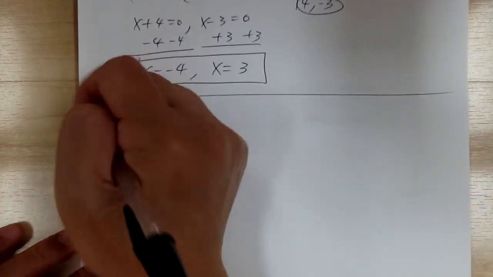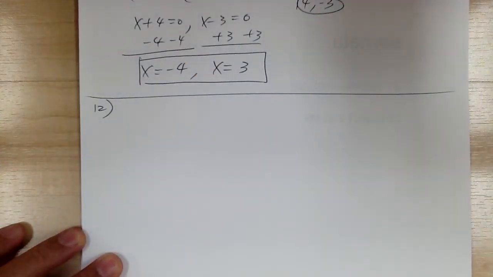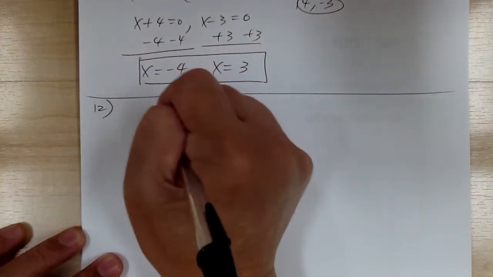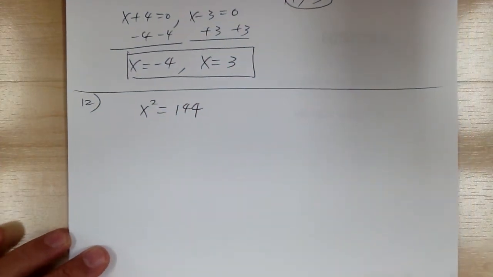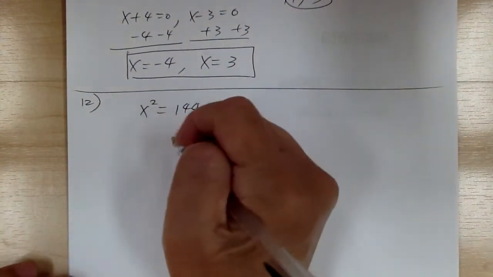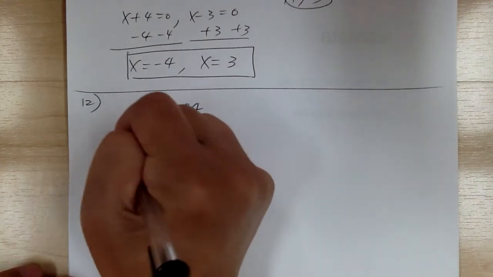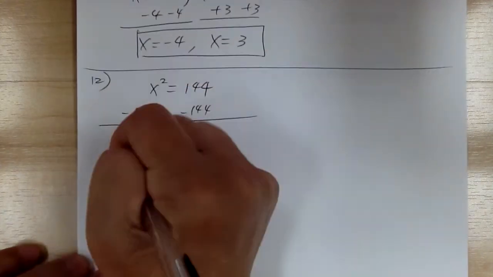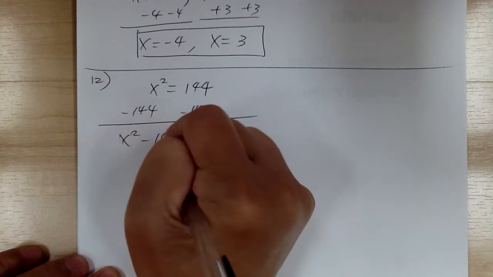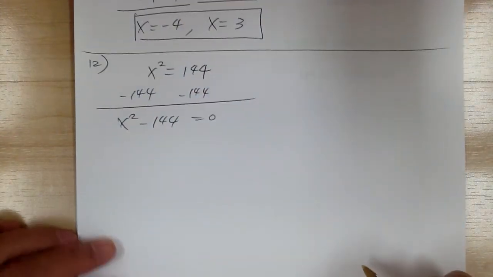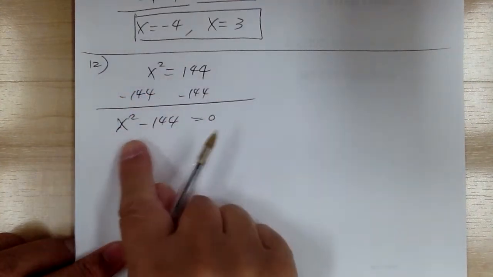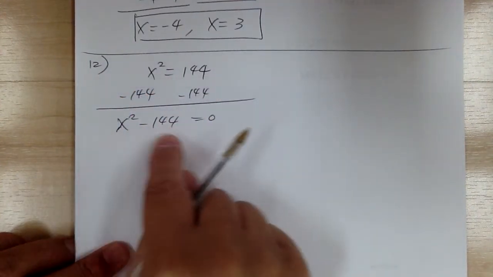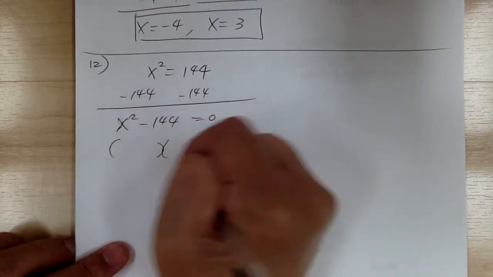Okay, next one, number 12. Okay, you got x squared equal to 144. So first you have to make this side equal to 0. So minus 144 on each side. So you got x squared minus 144 equal to 0. Then you do the factoring. So step 1, common factor. Step 2, that's your difference of squares, so you factor into conjugates.